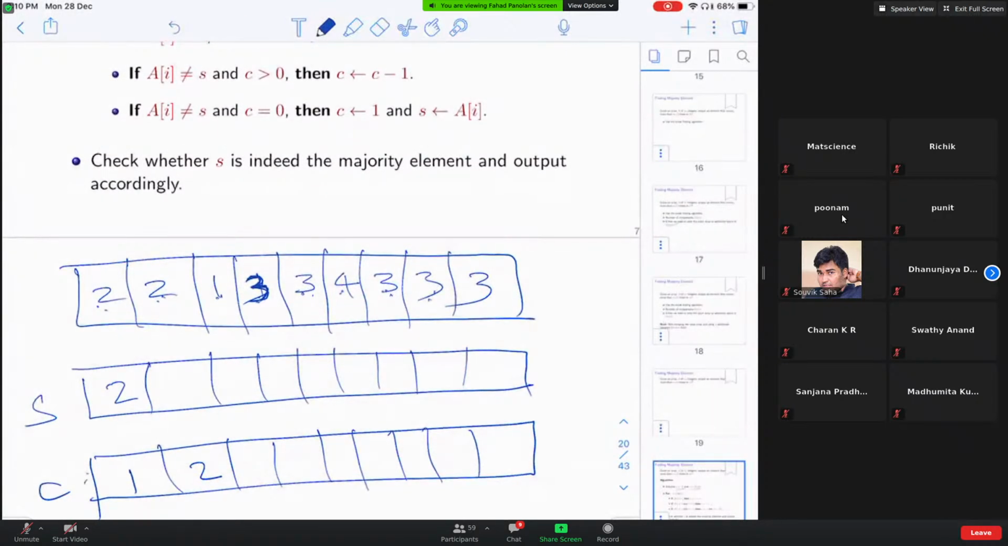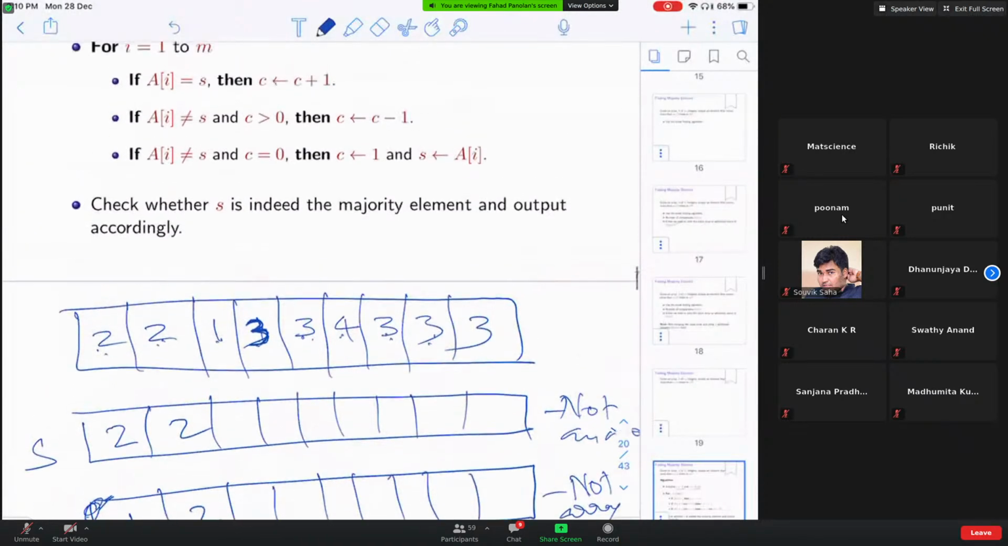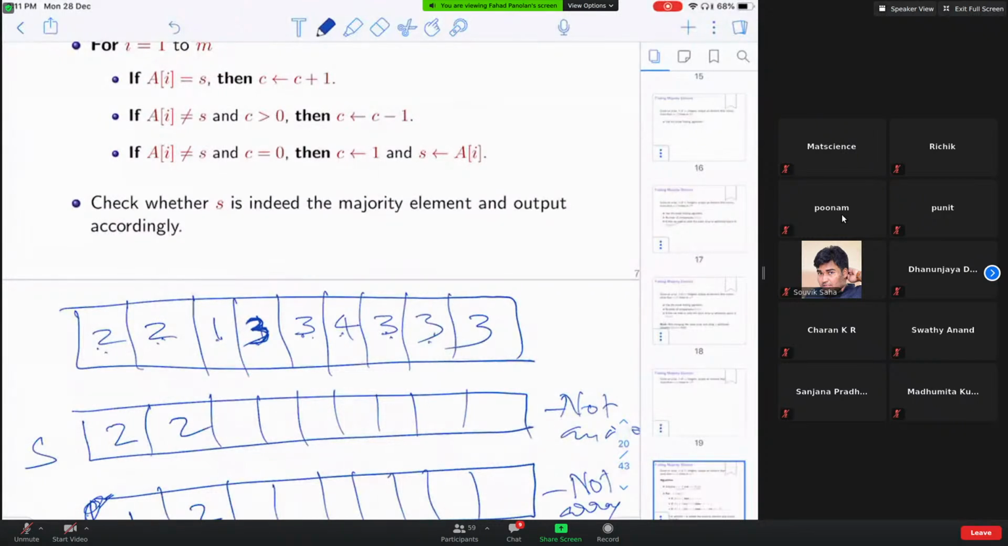Okay, this is the counter value. This is not an array. How does the counter change? The algorithm will not be changing the value in S. And then the next element, which is 1, is not equal to what is stored in S. The counter value at that point is 2, which is more than 0. So you will decrement the counter by 1, and S won't change.